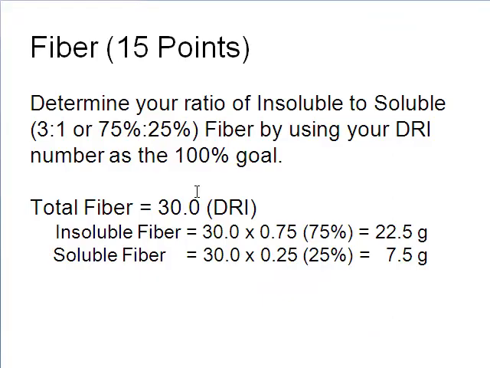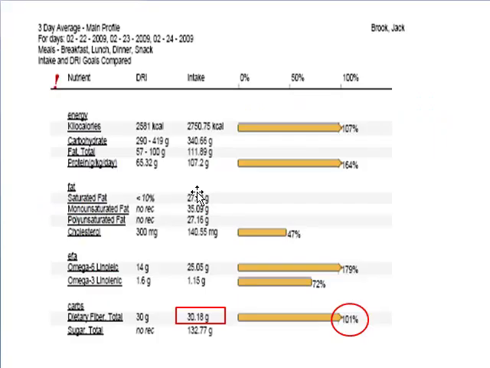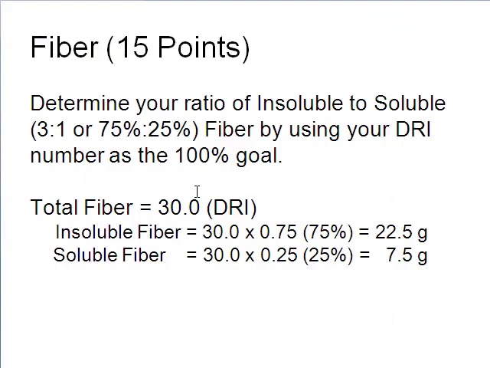So what you'll need to do is, first of all, you're going to be looking at your DRI goal. So my goal is 30 grams. So you're going to take that 30 grams, and what you're going to do is you're going to determine how much insoluble, how much soluble fiber you need. So the rule of thumb is a 3-to-1 ratio, insoluble to soluble fiber. So if you take 75% or 0.75 times the 30 gram goal, you'd get 22.5 grams of insoluble, and then the 25% would be 7.5 grams. So you're going to have to make adjustments probably to get that ratio.